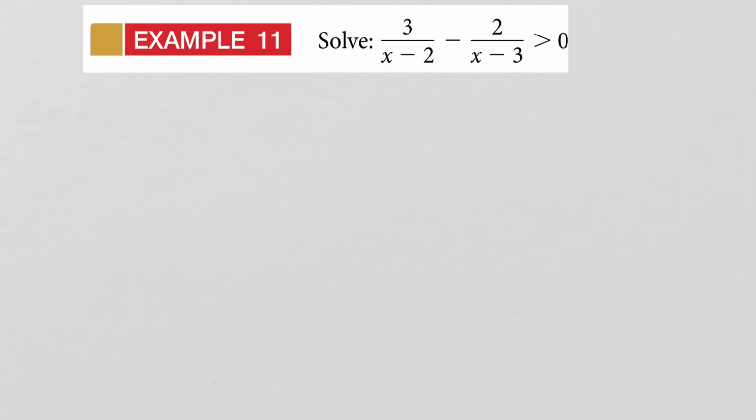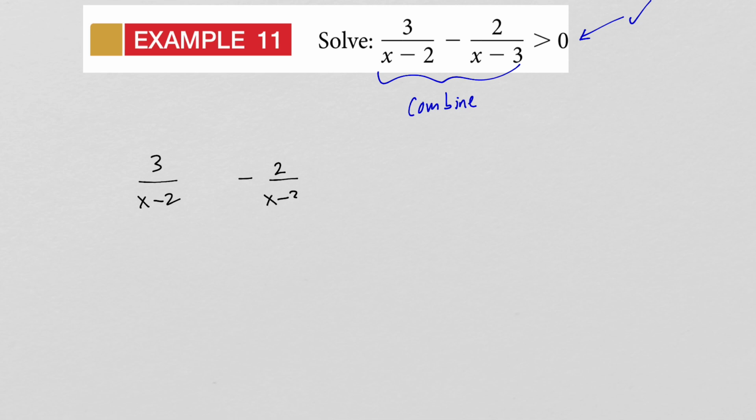And for our final example, it's another rational inequality. Notice once again, you have 0 on the right-hand side, so this is good. But the first thing we need to do here is we need to combine these fractions together. So we need to get a common denominator and add those fractions together. So we have 3 over x minus 2 minus 2 over x minus 3 is greater than 0. So what I'm going to do is multiply the top and the bottom of this fraction by x minus 3 and the top and bottom of the second fraction by x minus 2. And this will give us a least common denominator of x minus 3 times x minus 2.